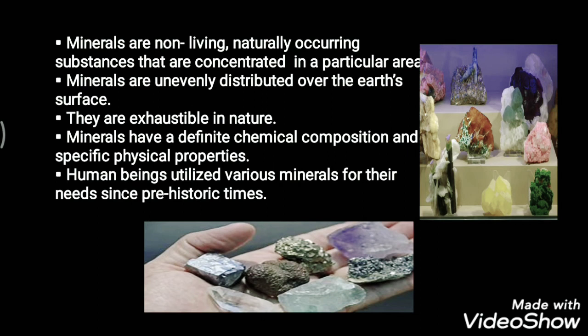Fourth, minerals have a definite chemical composition and specific physical properties. When we talk about chemical composition, it means that all the occurrences of a particular mineral have a particular chemical composition that varies within a specific limited range. Every time we see the same mineral, it has the same chemical composition, and that can be expressed by a chemical formula.